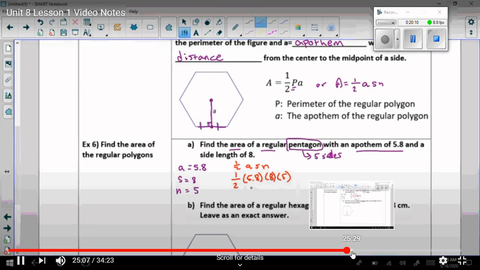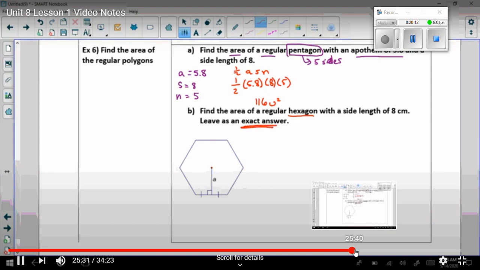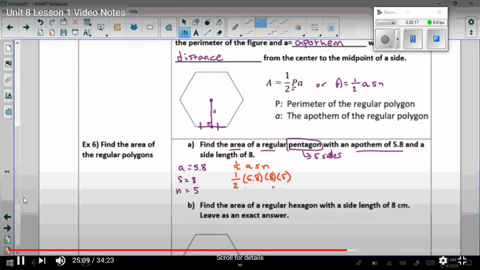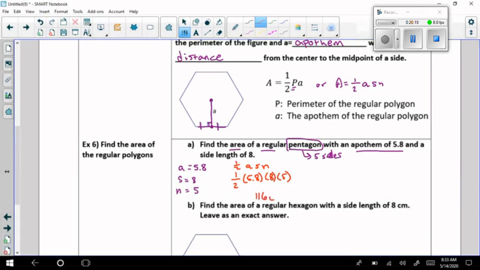So you just plug everything in, type all that in your calculator. Oops, I went a little too far here. Type all that in your calculator and make sure you label properly. So 116 units squared.